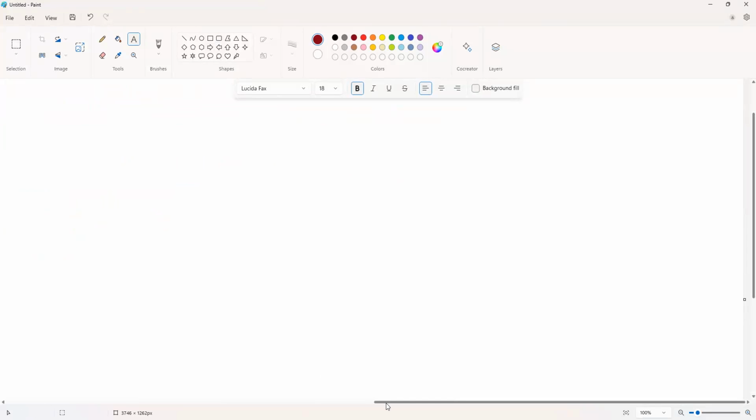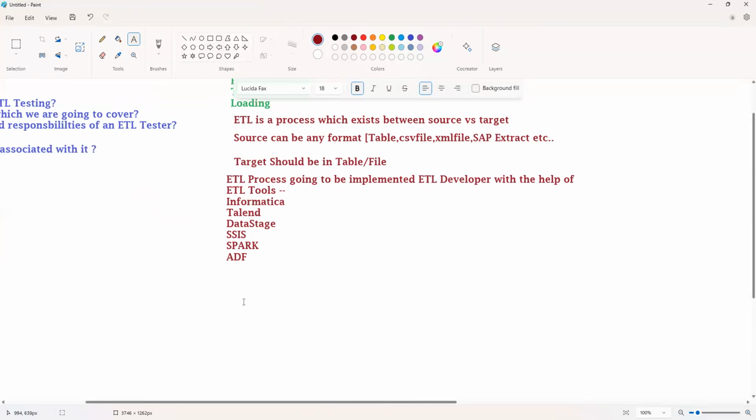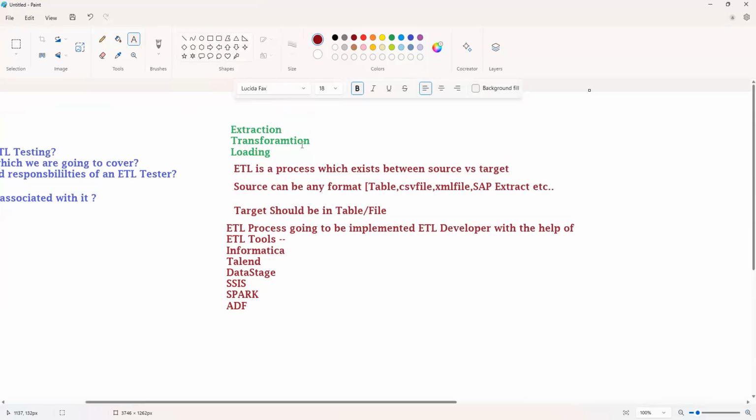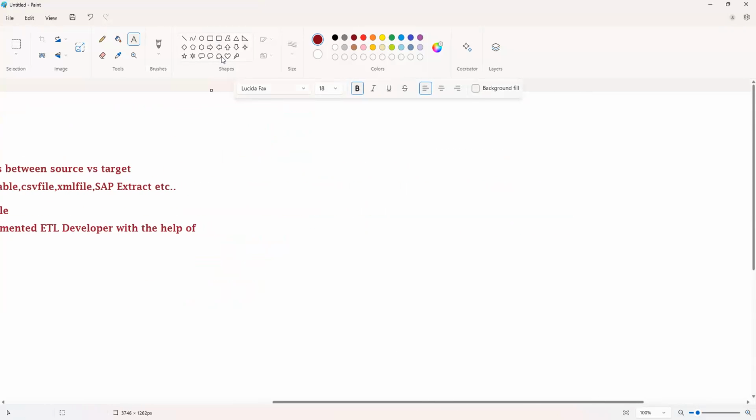Now, first of all, we mentioned ETL. ETL means extraction, transformation, and loading. Okay, extraction, transformation, and loading. Now, what is the need of extraction? What is the need of transformation? What is the need of loading?